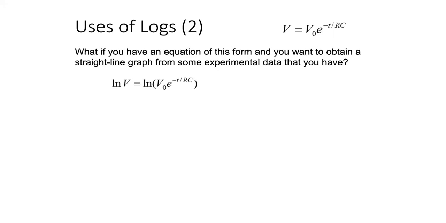I'm going to take the logs of both sides. I'm going to say log of v is equal to the log of v0 e to the minus t over rc.